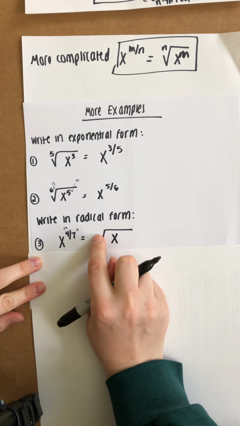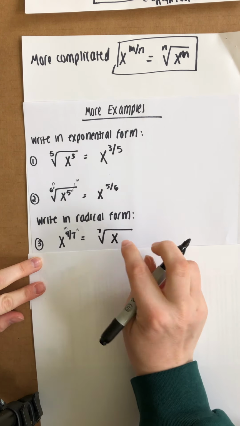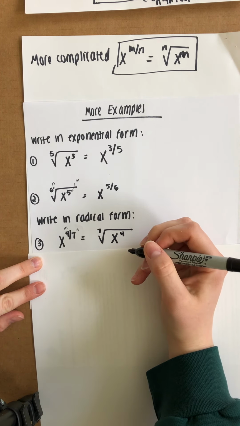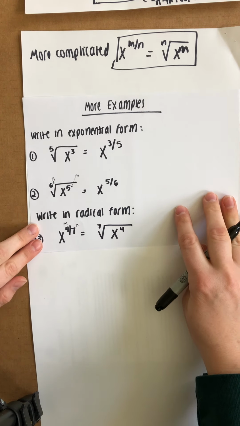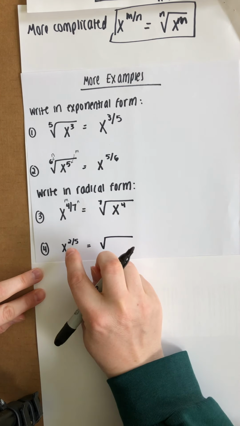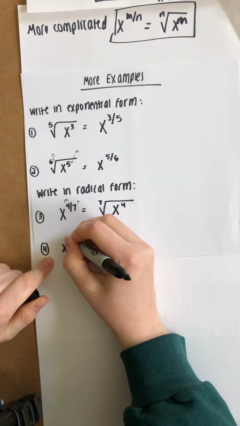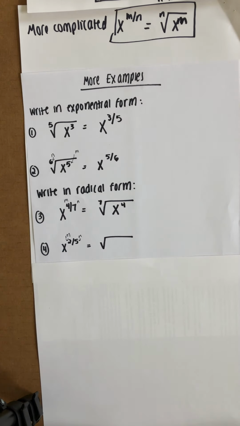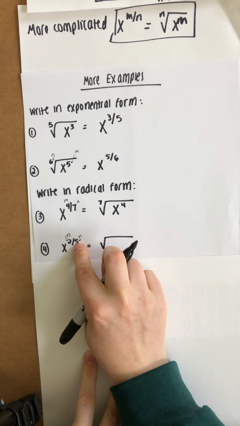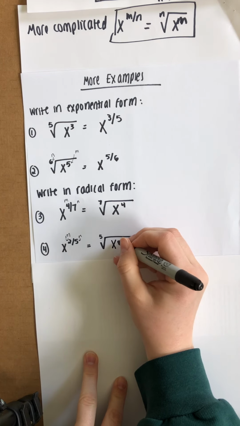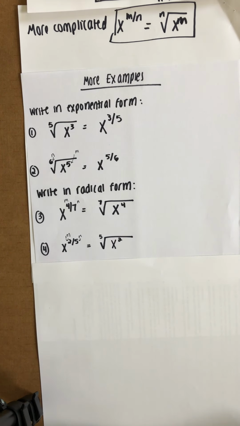So we know it's the nth root, so 7th root of x to the power of m, and our m is 4. So 7th root of x to the power of 4. Another one, we might have x to the 2/5. Our 2 is our m, and the 5 is the n. So our 5 is our degree of the radical, and we're going to have x to the power of 2. So that's all you need to do to switch back and forth between these two forms.